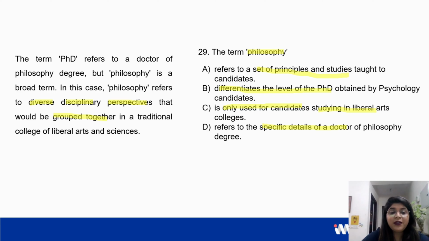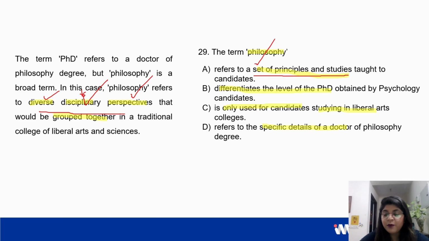Philosophy refers to diverse disciplinary perspectives. Diverse means the range of, the variety. Disciplinary is used in the context that the diversity in the content related to the term philosophy, and perspectives are some point of view. So here diverse disciplinary perspectives are used as set of principles and studies. Set, you can consider it as diverse. Principle and studies means disciplinary perspectives. So the answer would be A.